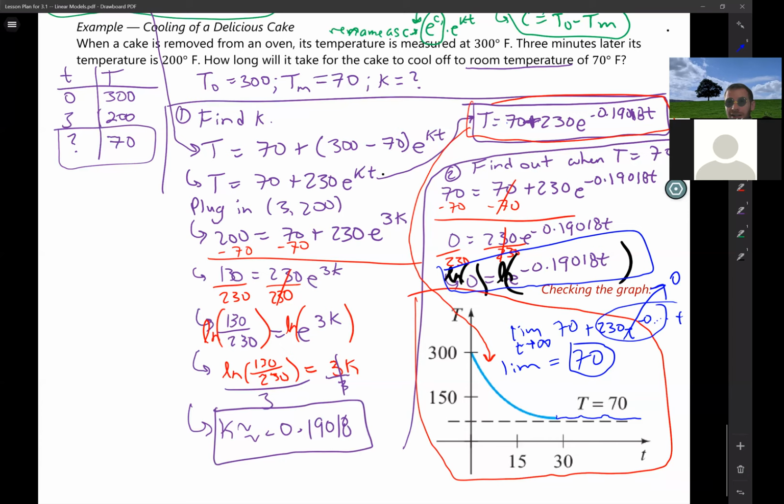Let me ask a question in the chat. So the math says that the cake never reaches 70 degrees. But you guys in the chat, you tell me, do you think in real life, in practice, the cake actually reaches room temperature, 70 degrees? So just a yes or no. When you take a cake out of an oven, does it actually reach room temperature? Yes or no? Just go ahead and write that in the chat.